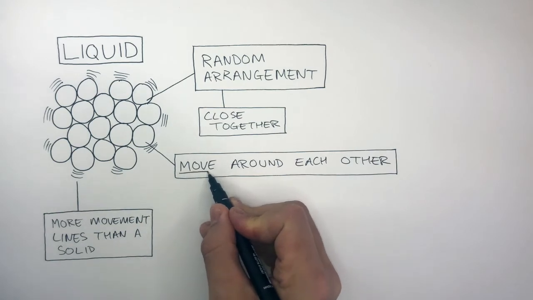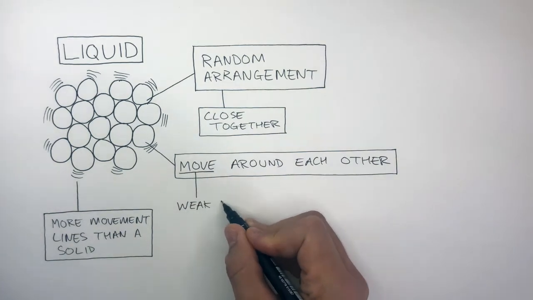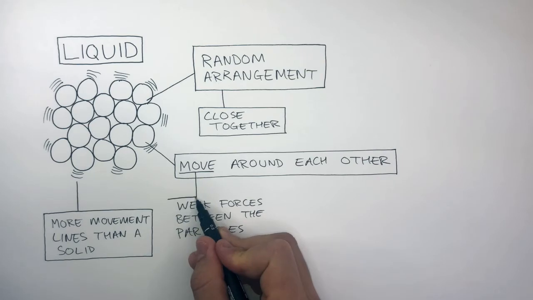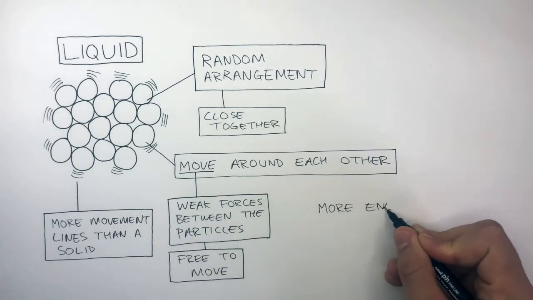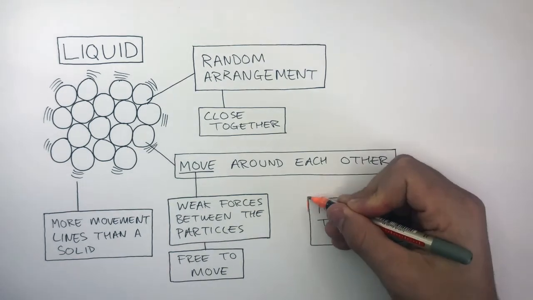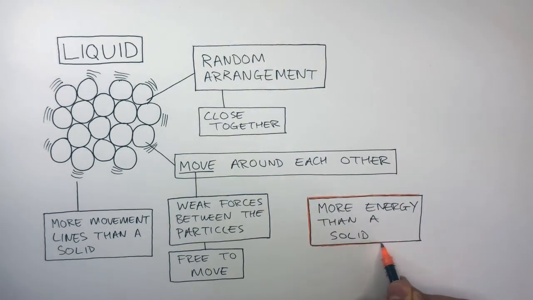The particles are able to move because there are weak forces between the particles. This allows the particles to be free to move. A liquid has more energy than a solid, allowing the particles to move around each other.